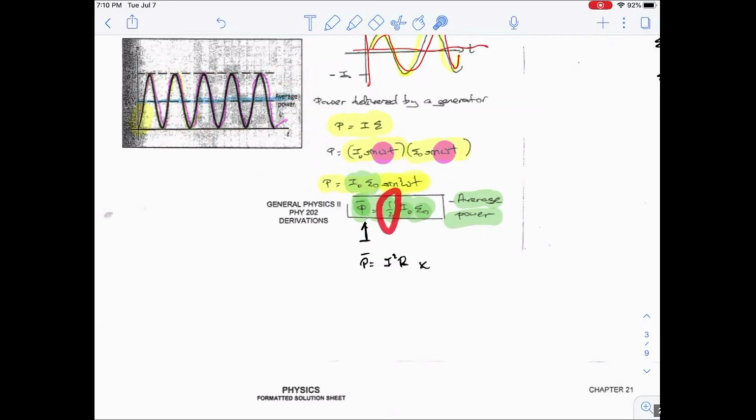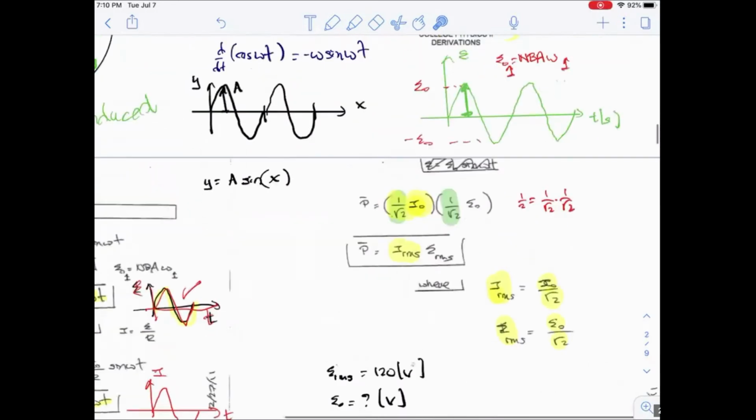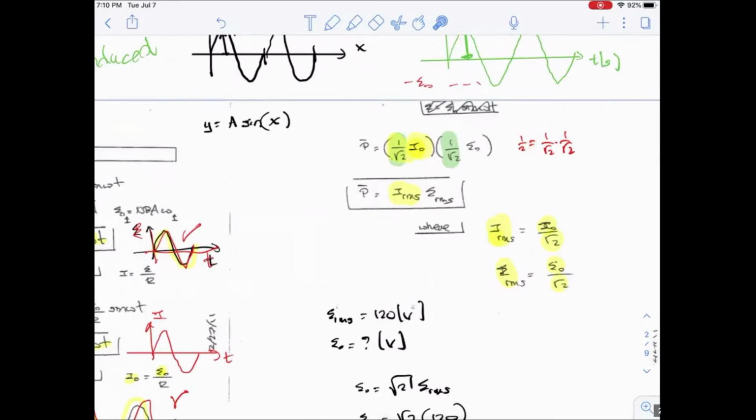And this 1/2 could be expressed in terms of 1 over square root of 2 times 1 over square root of 2, and then one of the square root of 2 is going in front of the maximum current. The other is going to go in front of the maximum electromotive force, and this becomes an RMS value for the current, and this becomes an RMS value for the electromotive force.